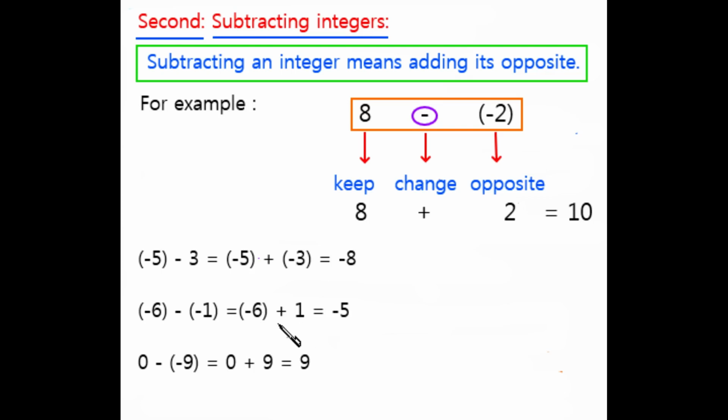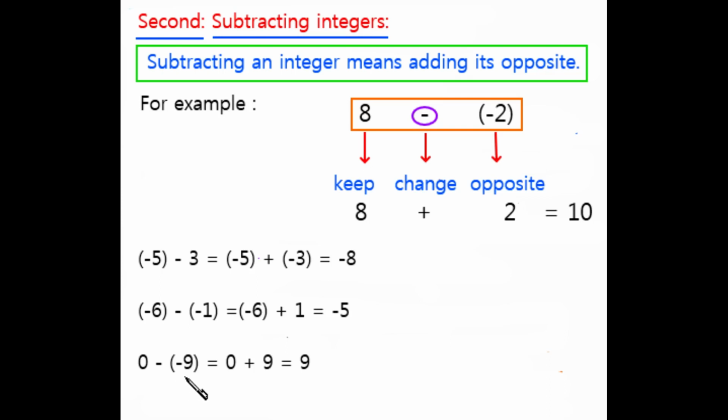Negative 6 plus 1. Adding a positive integer and a negative integer. Write the sign of the greatest number and find the difference between them. The greatest number is 6. Sign minus, write minus, and find the difference between two numbers. 6 minus 1 equals 5. Then the answer equals negative 5.